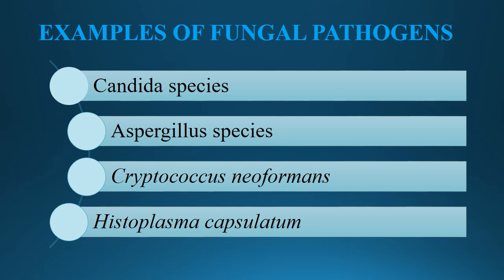Primary fungal pathogens target healthy individuals and have specific mechanisms for their infection, while opportunistic fungal pathogens exploit the weakened immune system in individuals who are already susceptible due to underlying conditions or medical treatment. The most common examples of the primary and opportunistic fungal pathogens are Candida species, which causes candidiasis, Aspergillus species, which causes aspergillosis, Cryptococcus neoformans, which causes cryptococcosis, and Histoplasma capsulatum, which causes histoplasmosis.